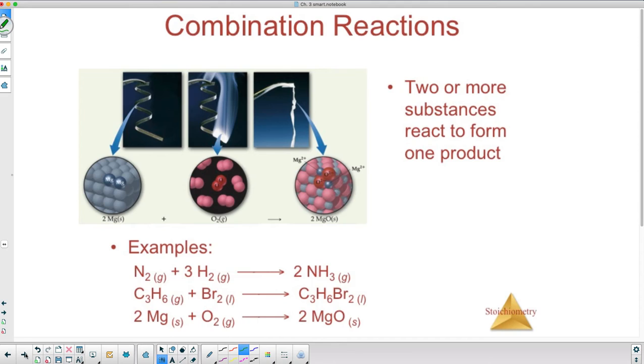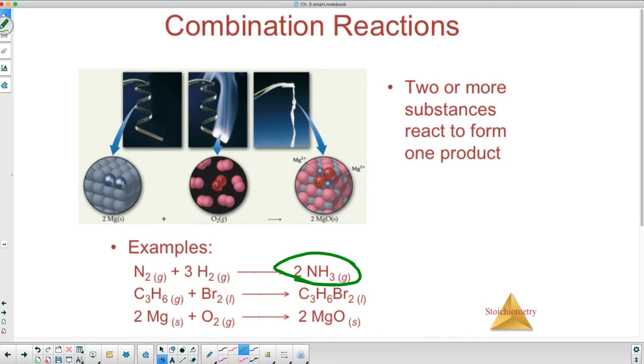Combination reactions. A combination reaction is when I take 2 or more things and combine them to get 1 product. So you can see it says 2 or more substances react to form 1 product. So on the right-hand side, there will be no plus signs. I will have just 1 thing as a product, and it will be the combination of the 2 reactants. So here are a couple examples. N2 plus 3H2 yields 2NH3.